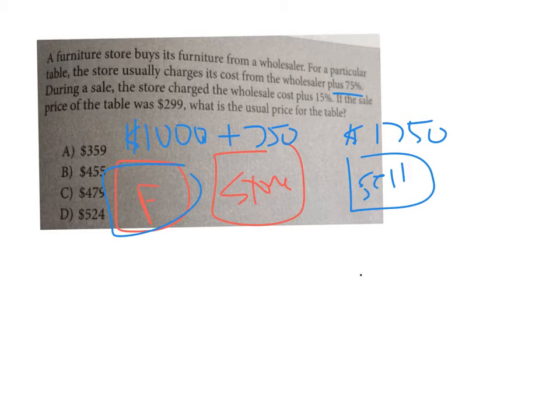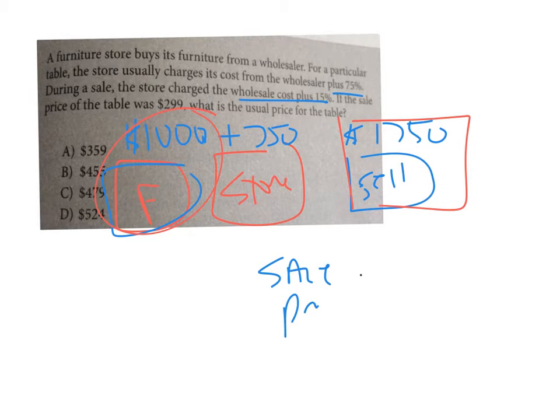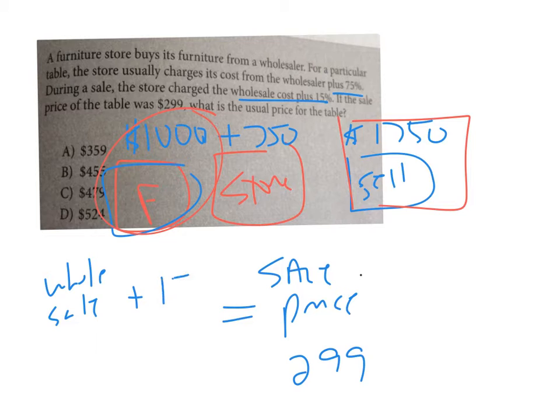That's how the store makes money. If they bought it for $1,000 and sold it for $1,000, they don't make any money. So here they're selling it for usually 75% more. But this particular question says that during a sale, the store charged the wholesale cost plus 15%. So basically, if the sale price is $299, what's the usual price for the table?